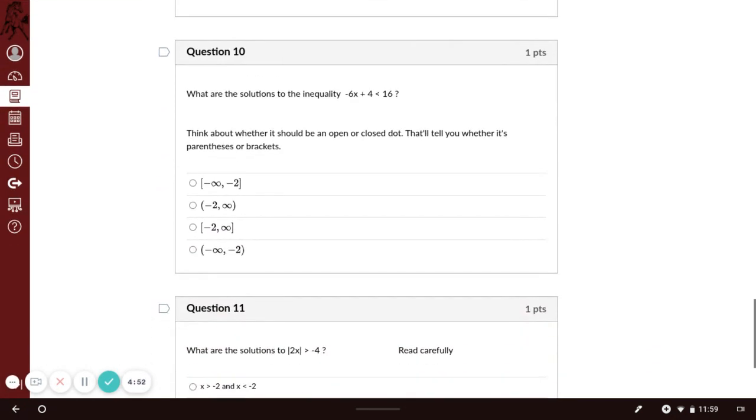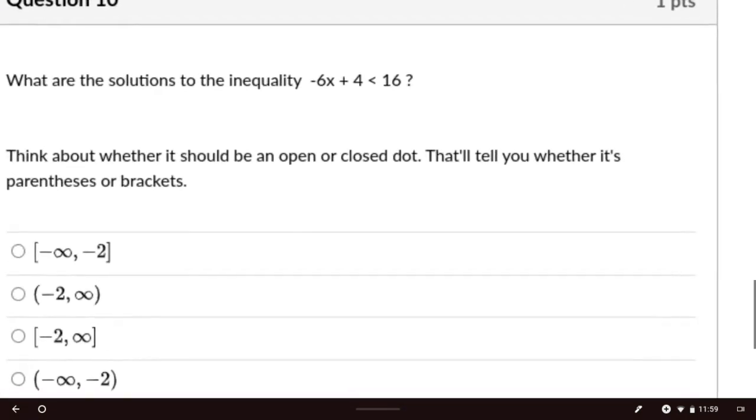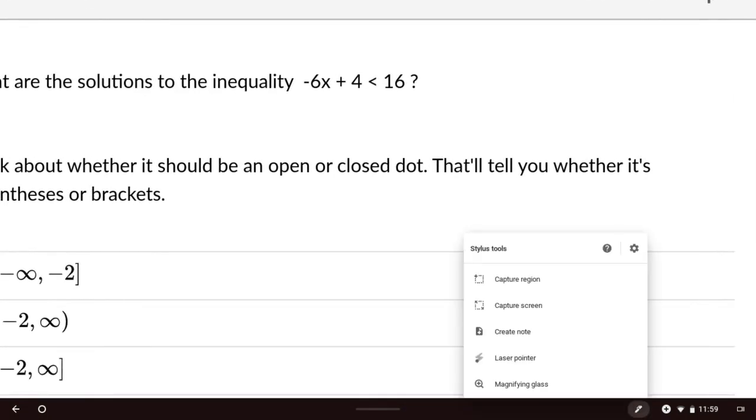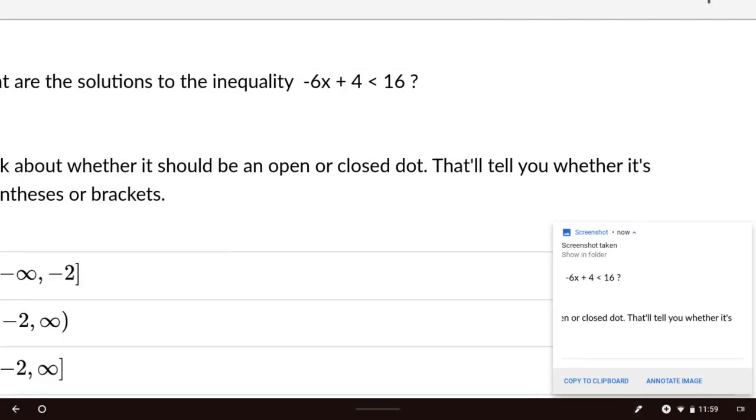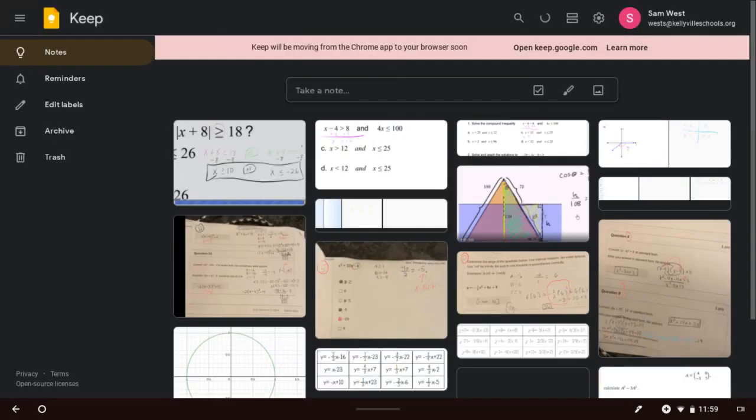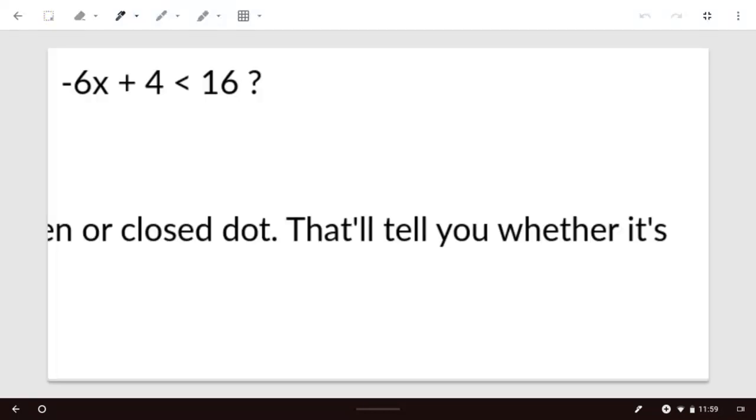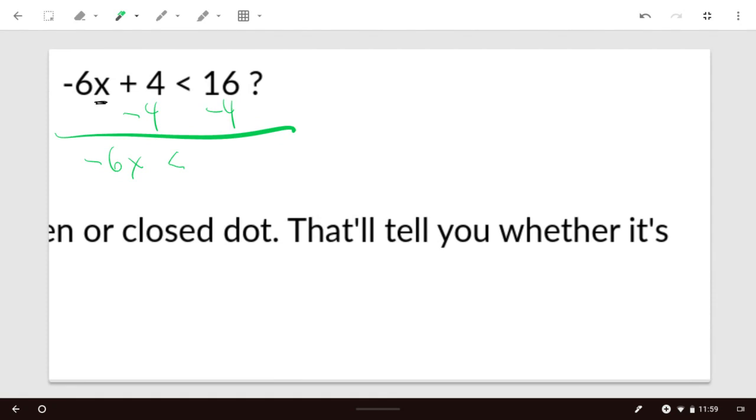All right. Number 10. What are the solutions for negative 6x plus 4 is less than 16? I'm going to go ahead and solve this one out here. So solving for this x, we will minus 4 from both sides. That's going to give us negative 6x is less than 16 minus 4 is 12.